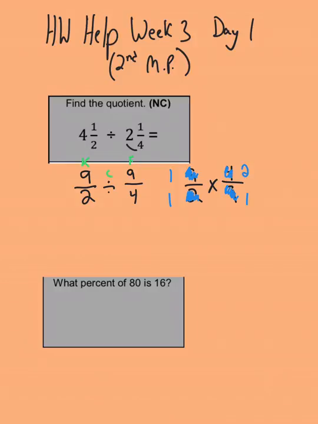Now all we do is multiply our numerators. 1 times 2 is 2, and our denominators. 1 times 1 is 1, and 2 over 1 is 2. So your answer to the first problem is 2. Don't forget, make sure they're both fractions before you do anything else.